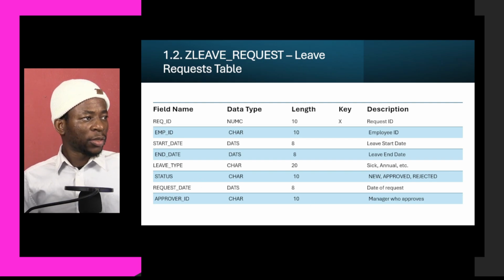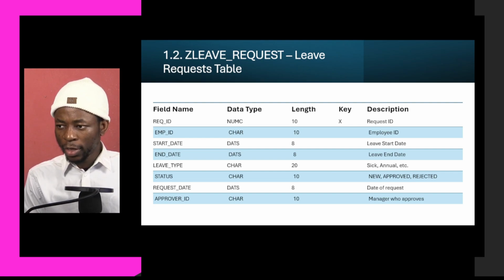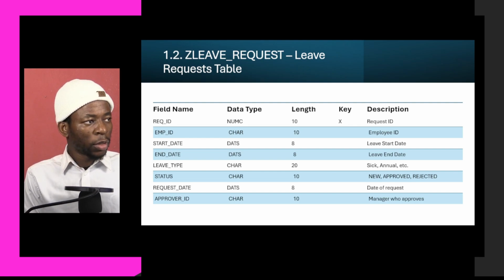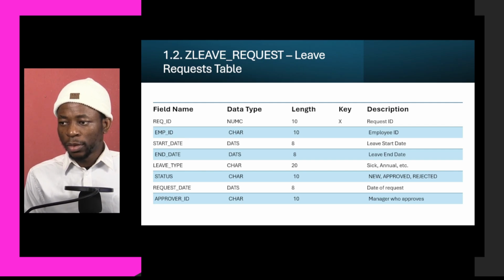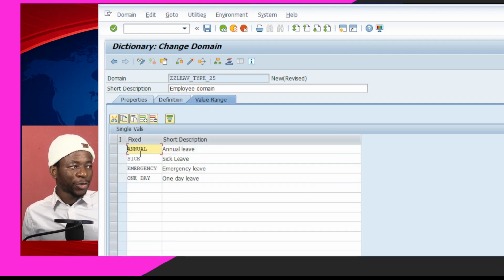Right? So let's add them. For the fixed value, we can say annual leave. After selecting the character, you click on the value range, then you enter the fixed values: annual leave, sick leave, emergency leave, then the 1 day leave.